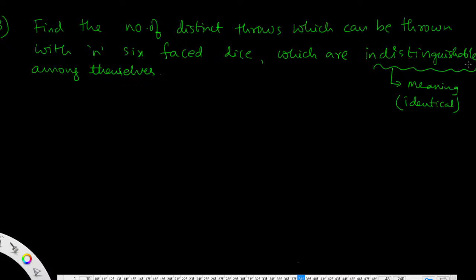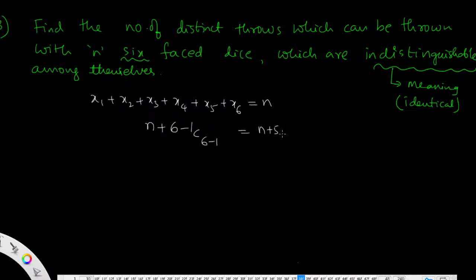Indistinguishable among themselves. So the total number of persons here, in 6 faces, is given. Therefore the number of solutions of x1 plus x2 plus x3 plus x4 plus x5 plus x6 equal to n, for n 6-faced dice. The value is n plus 6 minus 1 C 6 minus 1, which is equal to n plus 5 C5.